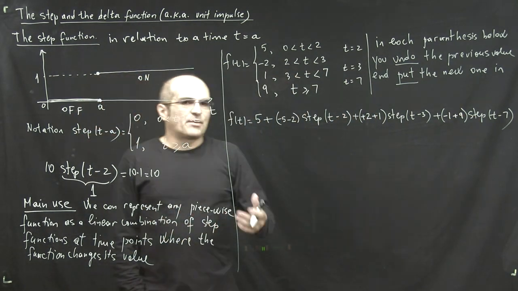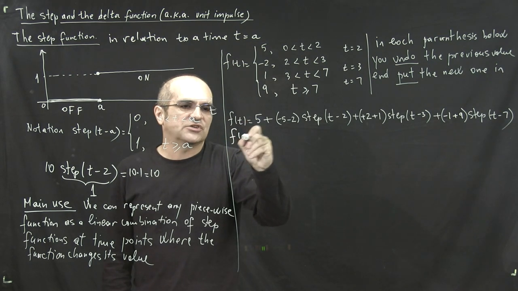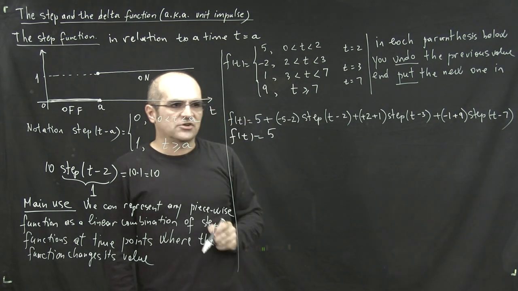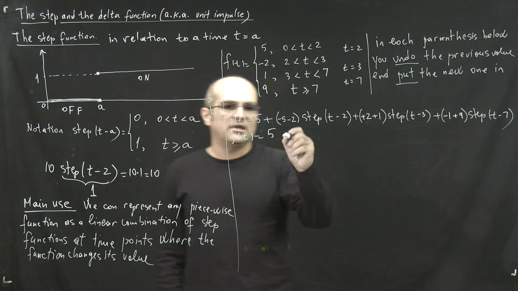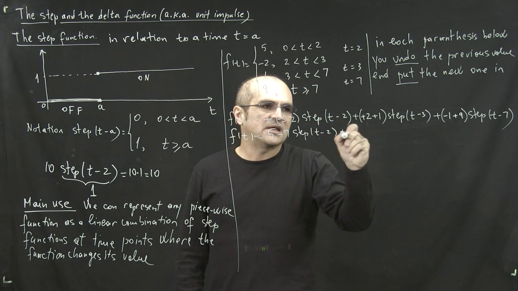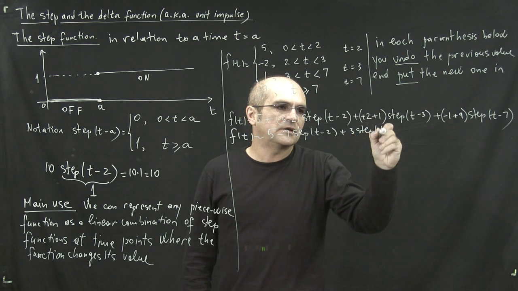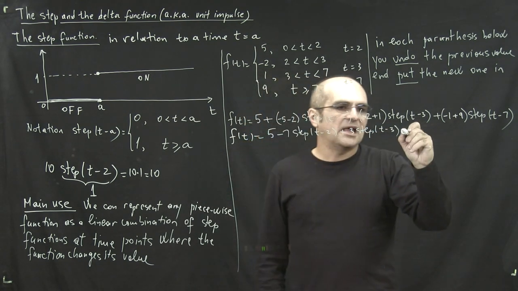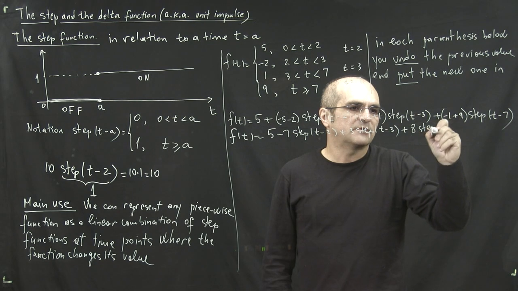So that's how you actually represent any piecewise function as a linear combination of step functions. Once you compute these coefficients, this will be 5 minus 7 step(t minus 2) plus 3 step(t minus 3) and then plus 8 step(t minus 7).